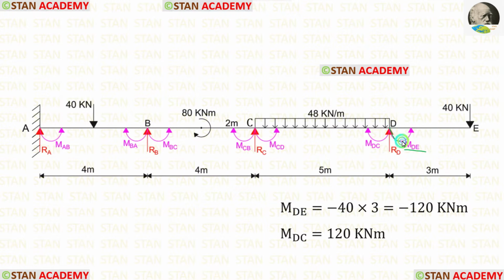MDE is acting in the anti-clockwise direction, so it should be negative. In this case, we have to apply a negative sign with the load so that we will get a negative moment. The values of MDC and MDE will be same, but they will have the different signs. MDE is acting in the anti-clockwise direction. It should be negative. MDC is acting in the clockwise direction, so it should be positive, but both of them will be having the same value.